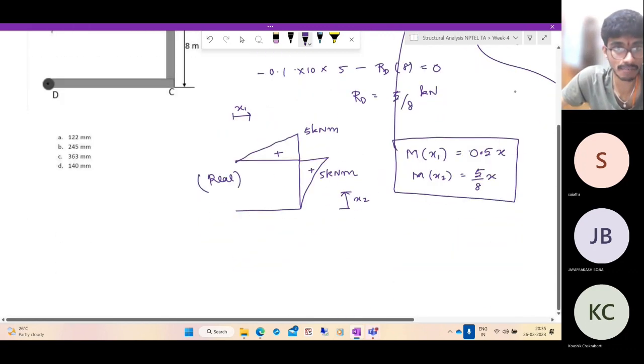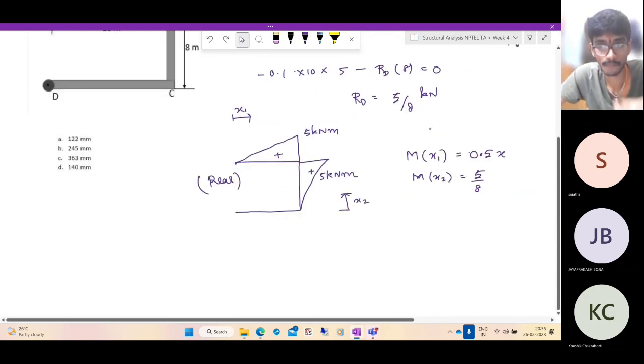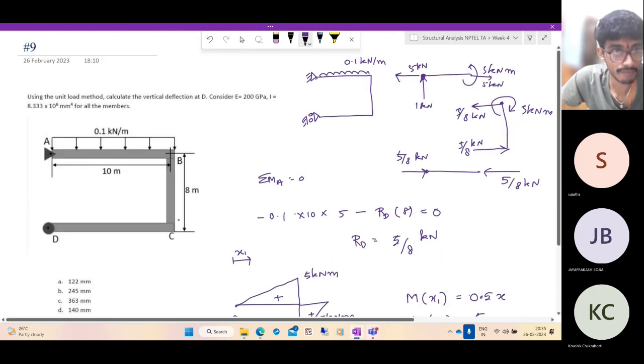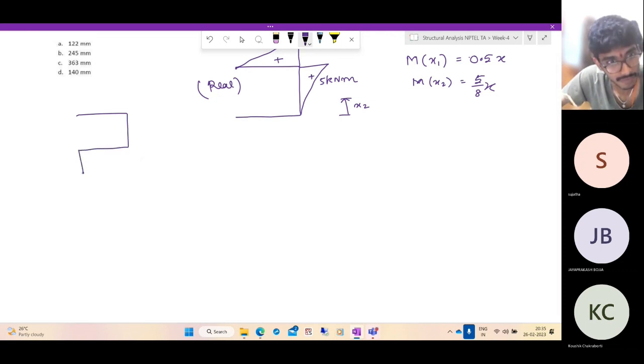Now let us get the virtual bending moment diagram. So they are asking to find out the vertical deflection at the point B. So what is the virtual load we should consider? It's like this. How much? 1 kilonewton. So what will come here?